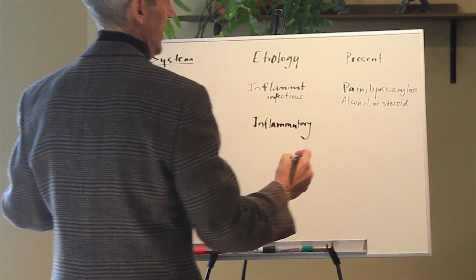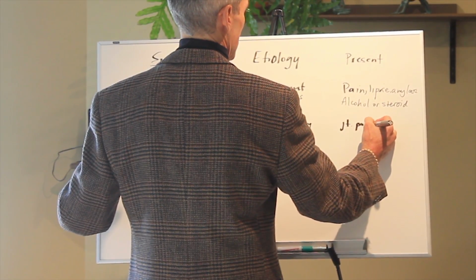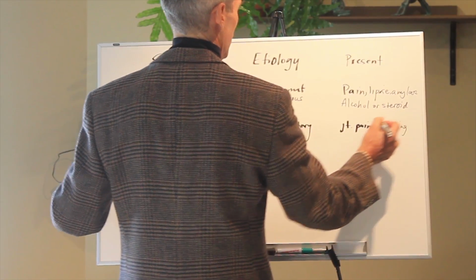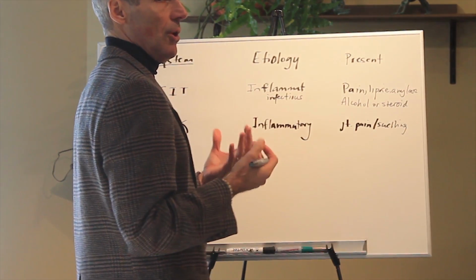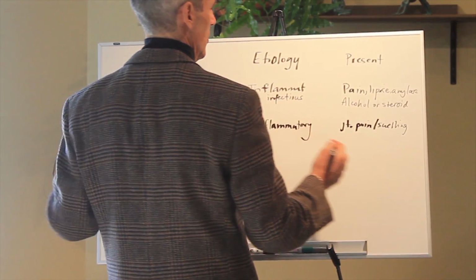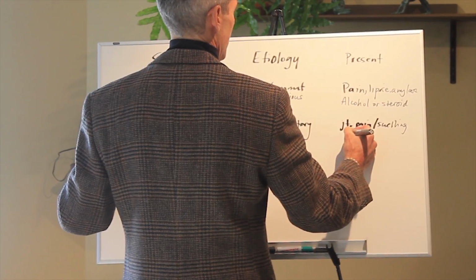And how does this present? This presents with joint pain, swelling, primarily involving the proximal joints, the joints closest to the body, not the distal joints, the smaller distal joints. Oftentimes has a family history.